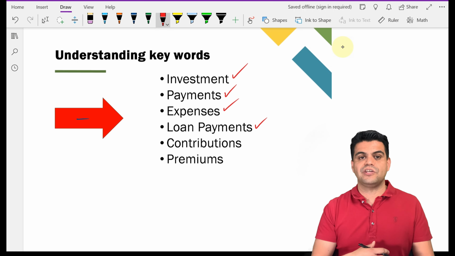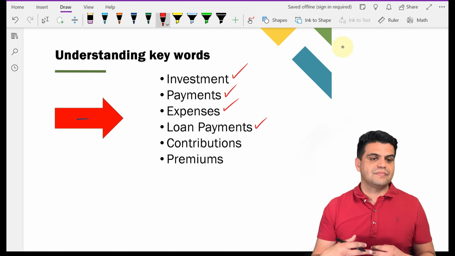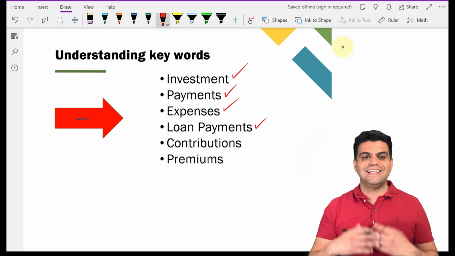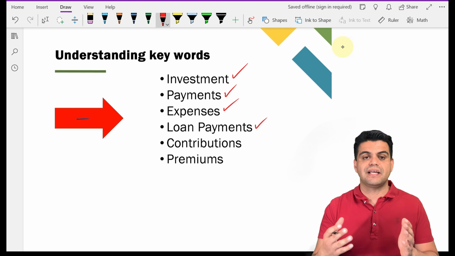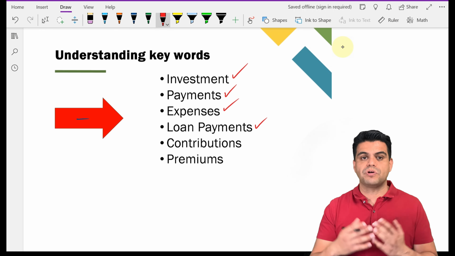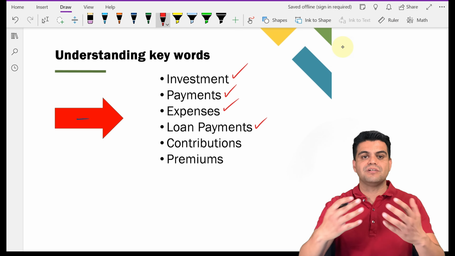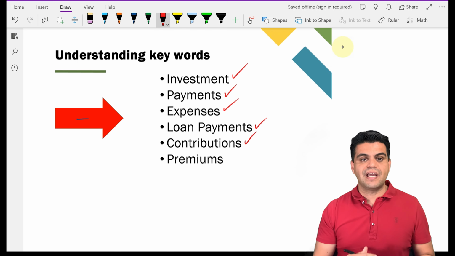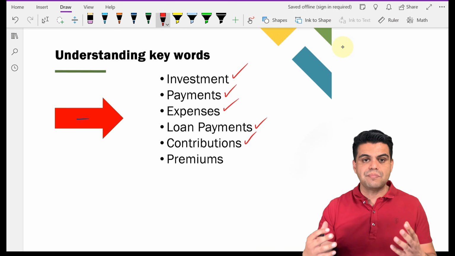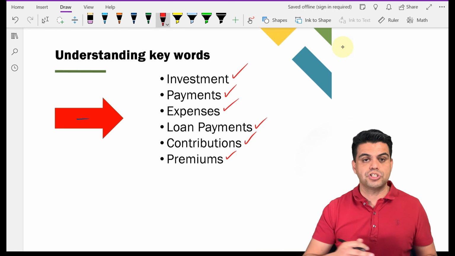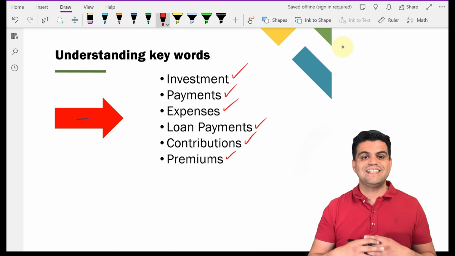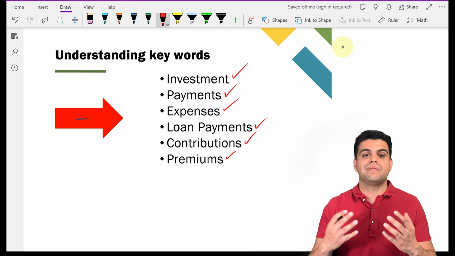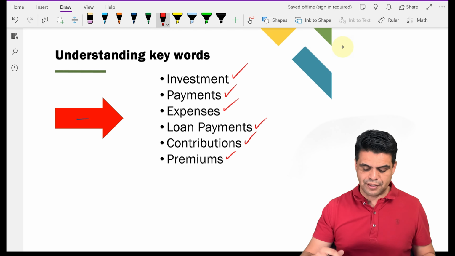Contribution, right? You're making a monthly, quarterly, yearly contribution to say something like a pension fund or a retirement fund. Those are funds that are leaving so those contributions can be made. And then sometimes you'll see premiums. Okay, for example, insurance premiums, right? These need to be paid. That means that you're making the payments, that money is leaving.